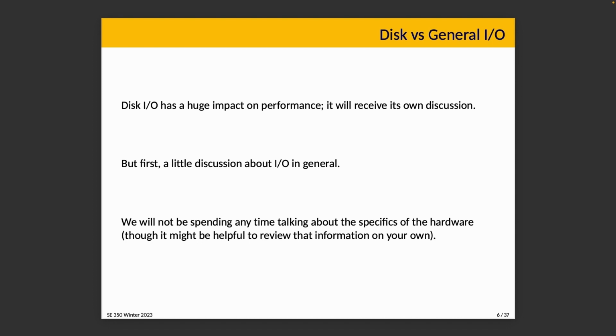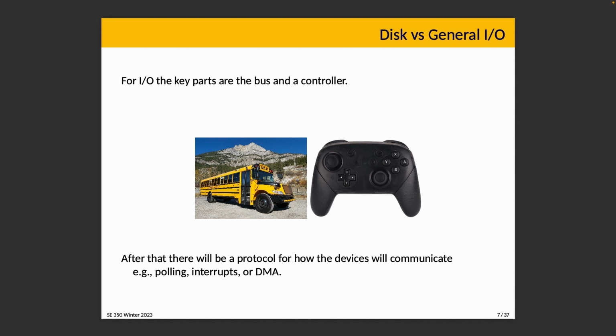So, onwards. For I/O, the key parts are the bus and the controller. Okay, we know that already. This is not new. This is not exciting. It is just the physical hardware that makes things connect, the bus, and the controller, which manages the actual arbitration of who gets to use the bus when.